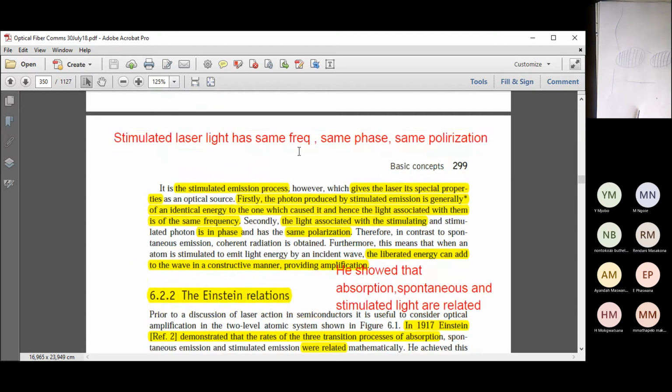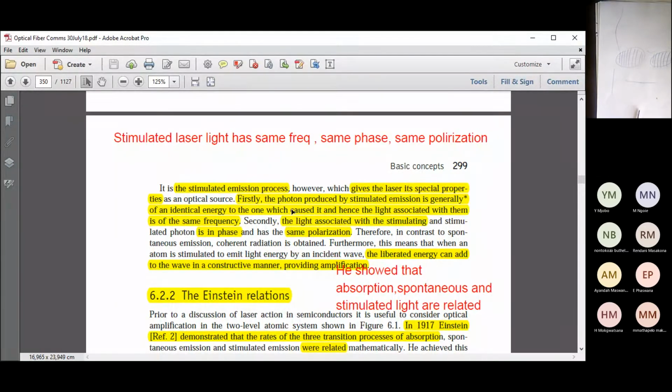Stimulated laser light has the same frequency, the same phase, and the same polarization. Remember on my camera, I showed you the Polaroid, I just showed this basically. So, it's the same frequency, same phase, and same polarization. Those three things make up coherent light. Coherency is these three things together. If I ever ask you what is coherent light, now you know.